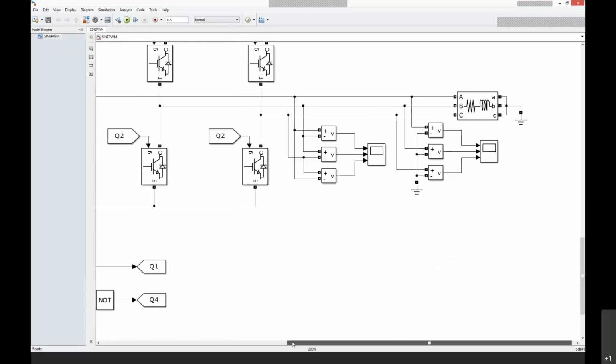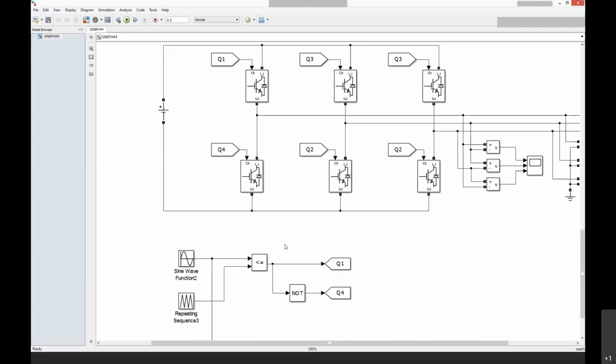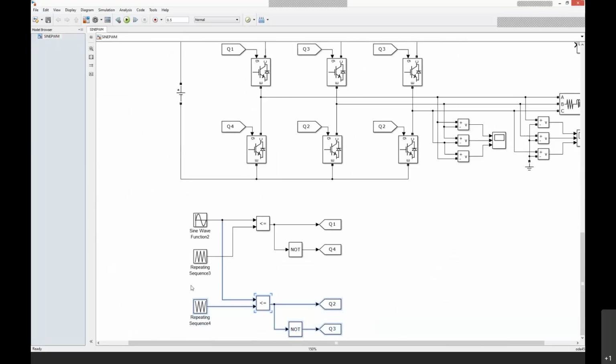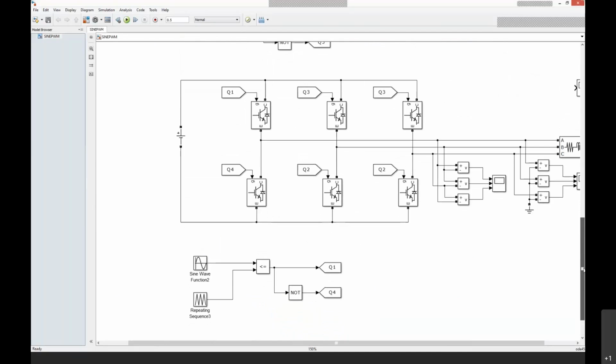No, for this we need to give the firing signals, right? I just delete this one for the time being. So in case of three phase, you require 3 modulating signals and 1 carrier.